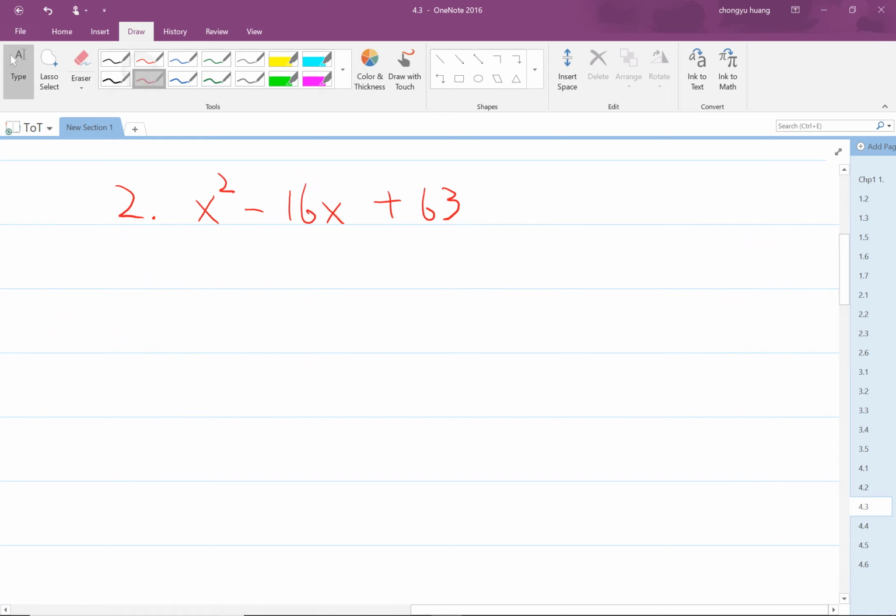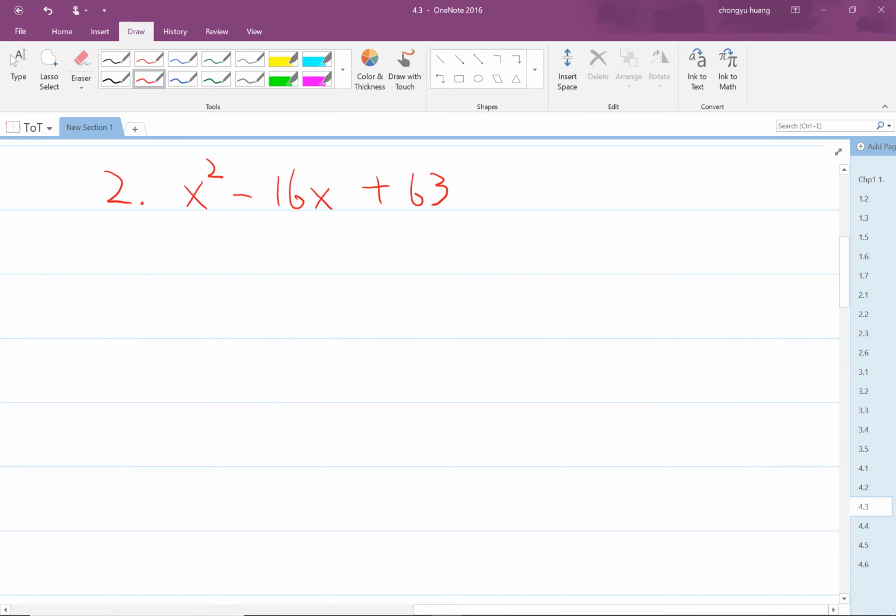Let's focus on question 2: x squared minus 16x plus 63. Again, you write down x and x, and x multiplied by x is x squared. Then we have a positive 63 here, so the right combination should be negative 7 and negative 9.